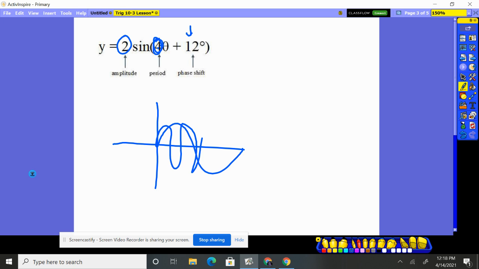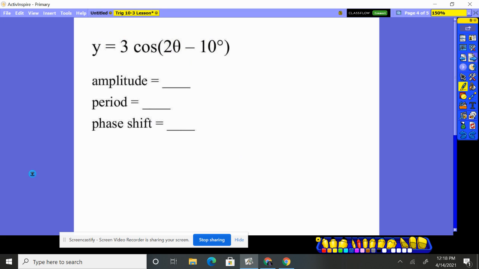All right, let's take a look at some things. We want to be able to look and say what the amplitude, period, and phase shift are. Now, the period is describing how many degrees until it repeats itself. That's what we're really talking about, is how many degrees is it going to go until it repeats itself. So typically it's 360 degrees, but when we put a number in right here, it changes things.